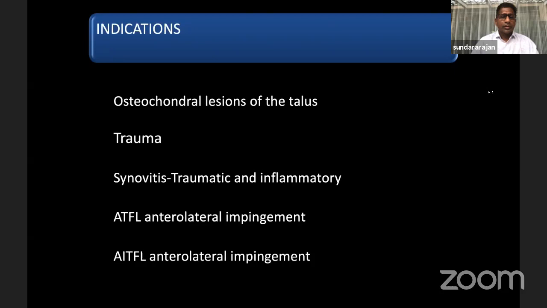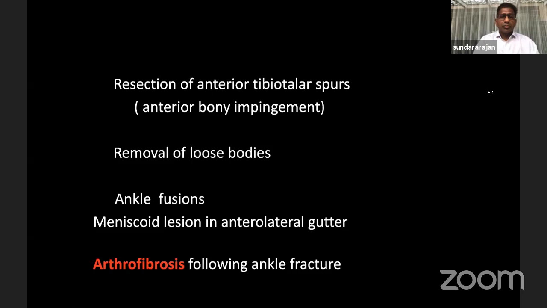If there is synovitis not responding to conservative management, you can still do a synovectomy and biopsy in inflammatory conditions like rheumatoid arthritis, or soft tissue impingement due to the anterior talofibular ligament or anterior inferior tibiofibular ligament, which can cause anterolateral impingement. You can treat bony impingements in footballers or with spurs, and sometimes loose bodies. It can also help with arthroscopic assisted ankle fusions, and sometimes even with stiffness of the ankle, like any other joint.